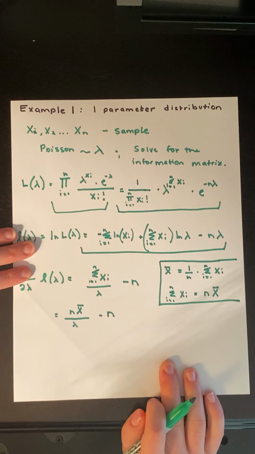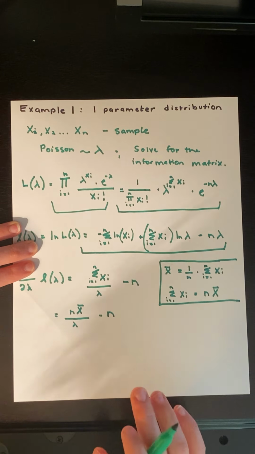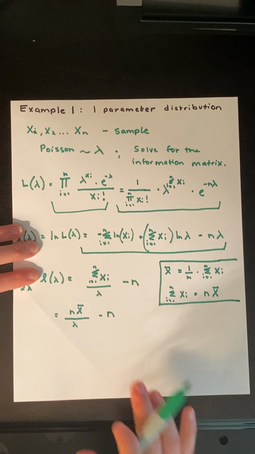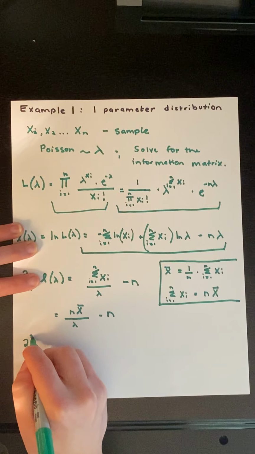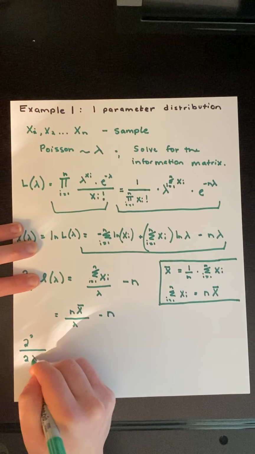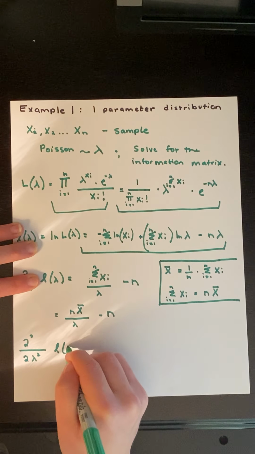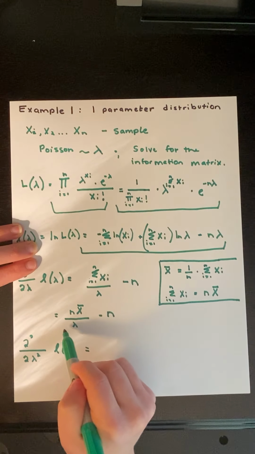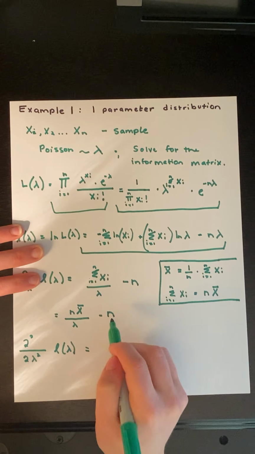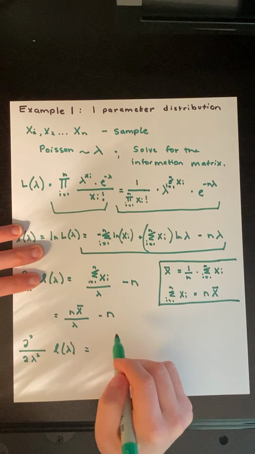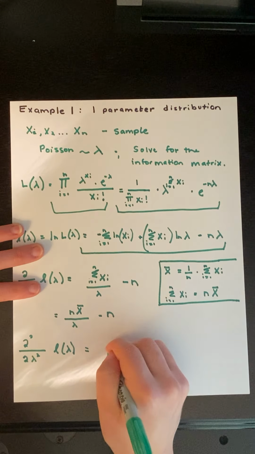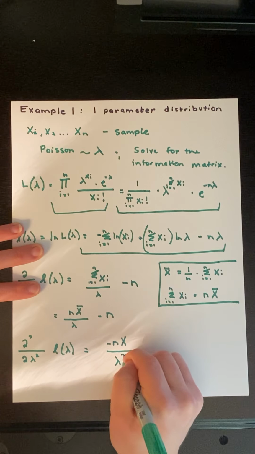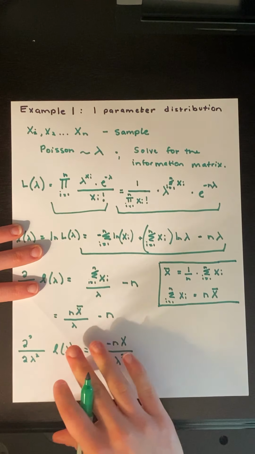Now we have to take our second derivative, because as we remember, we need the second derivative of our log likelihood function for our information matrix. The second derivative with respect to lambda of our log likelihood function comes from our first derivative. The second term turns into 0 because there's no lambda there, and the first term is equal to negative n x bar all over lambda squared. We're going to move on to the next page.